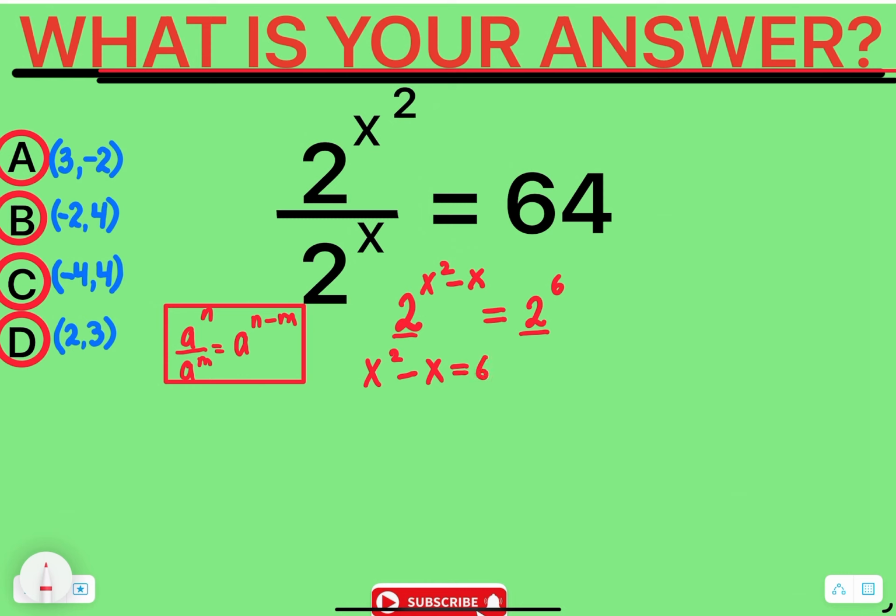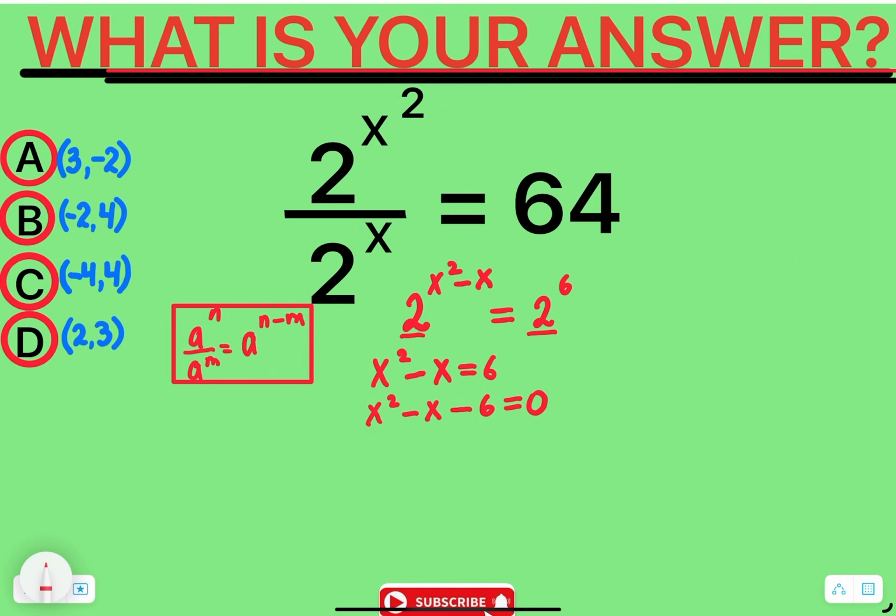x squared minus x equals 6. Let's bring 6 to this side: x squared minus x minus 6 equals 0. This is a quadratic equation. And instead of solving with the discriminant and the long way, I will show you a very short and easy way to find the values of x. Here we have minus x, that means there is 1 in front of it. Usually we don't write 1.